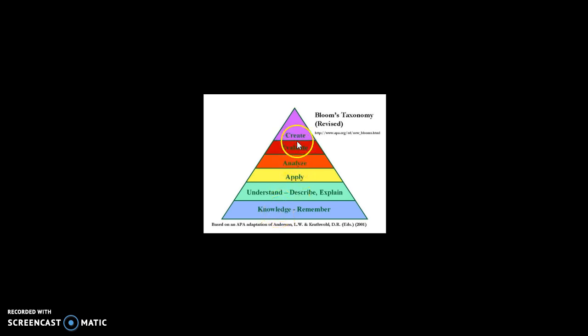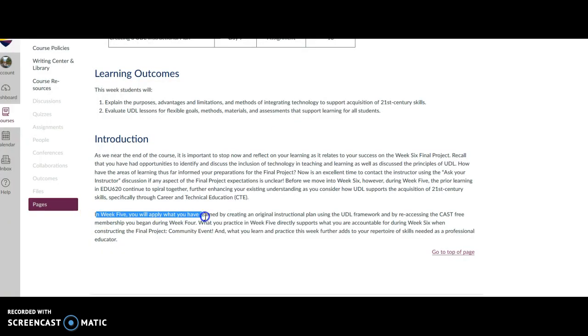So it's a good example of Bloom's taxonomy as applied to UDL and how you're going to move to the create level there. In week 5, you will apply what you have learned by creating, application to creation, an original instructional plan using the UDL framework and by re-accessing the CAST free membership you began during week 4. What you practice in week 5 directly supports what you're accountable for during week 6 when constructing the final project, community event, and what you learn and practice this week further adds to your repertoire.